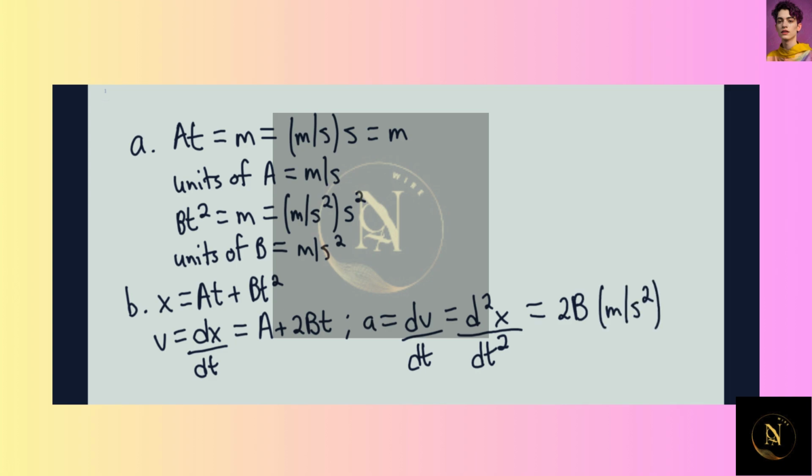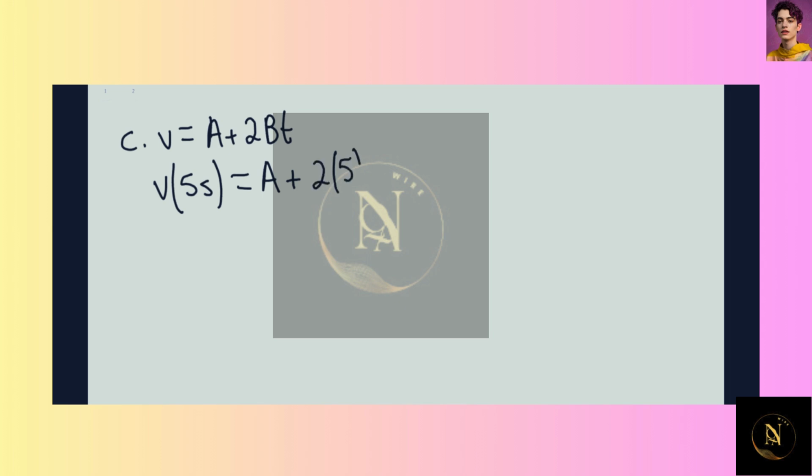Now for part C, let's get a new workbook. For part C, they want us to find the velocity at 5 seconds. So we can say that V equals A plus 2 times BT, which means that the velocity at 5 seconds would be equal to A plus 2 times 5 times B. So this would be equal to A plus 10B. Units here would be meters per second.